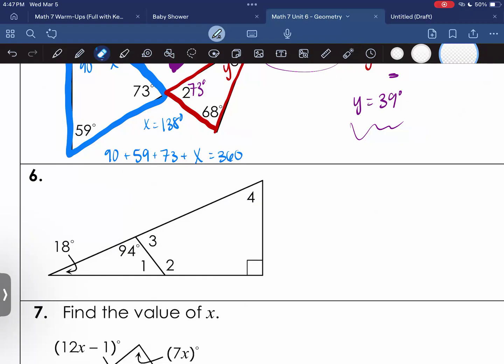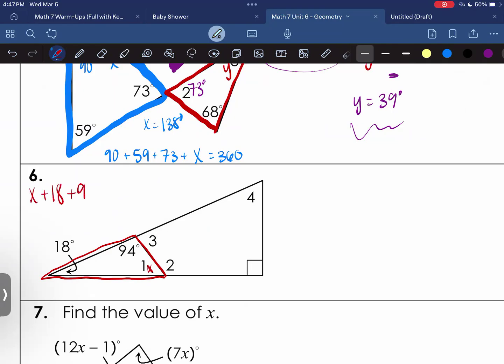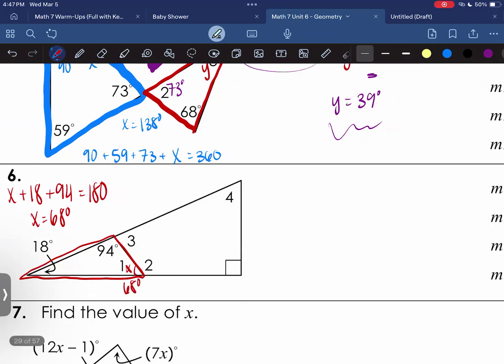All right, I'm just going to start with angle 1. So I'm going to use this triangle right here to set up an equation to find the measurement of angle 1, which I'm going to call x. So that's a triangle, so that means that x plus 18 plus 94 equals 180 degrees. When you solve for that, you would get x equals 68 degrees. Okay, so I'm going to label that down here and write it in my answer.